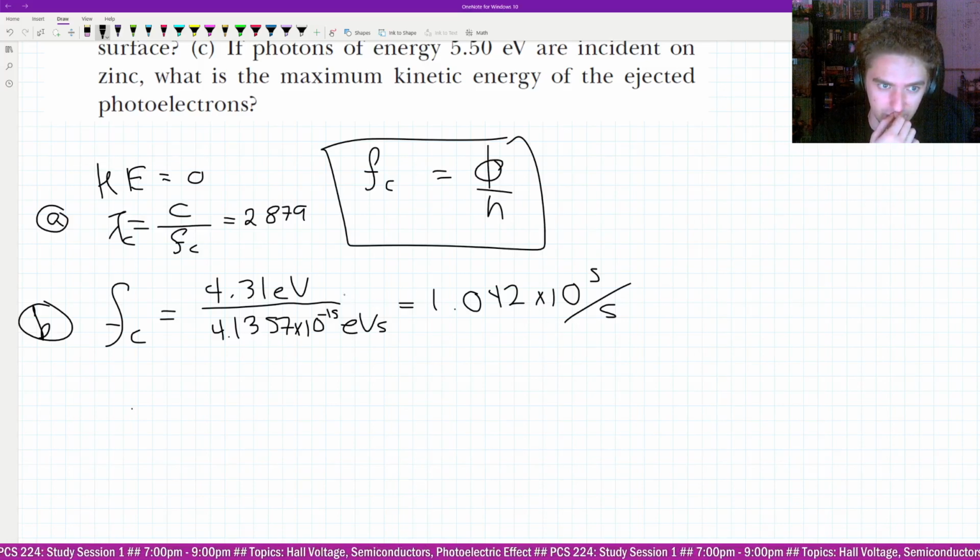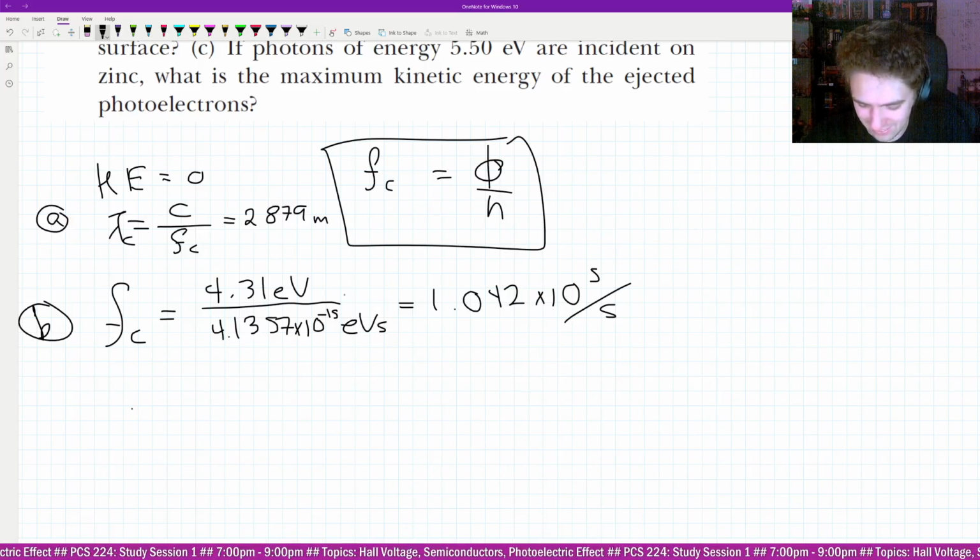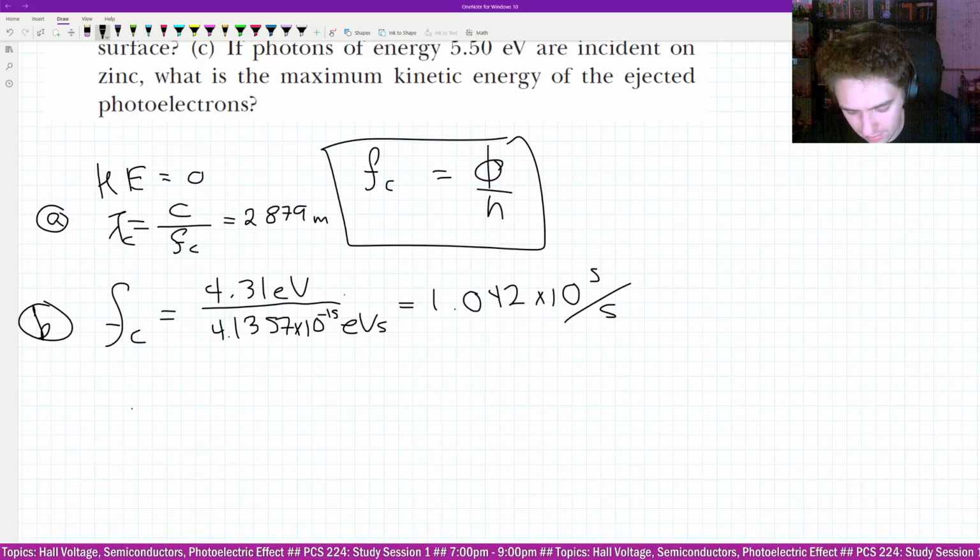c over the frequency, 1.042. Is that the answer? That's a ridiculously huge wavelength. Light does not have that wavelength. That doesn't make sense. They're supposed to be 287.9 nanometers. I think I typed it wrong. I think that's supposed to be 10 to the 15. Yeah, that's 10 to the 15.